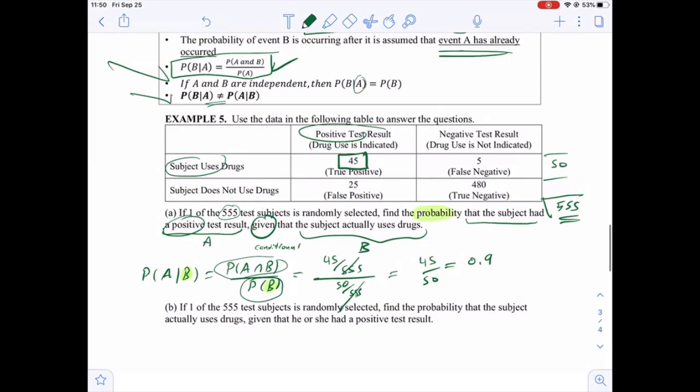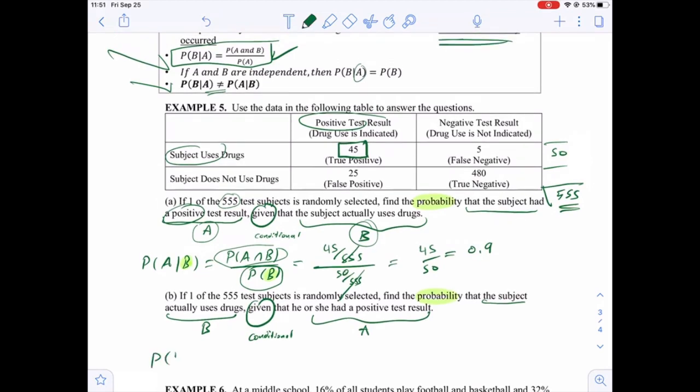Now, part B: if one subject is selected from those 555 subjects, we want to find the probability that the subject actually uses drugs, which we called B in the previous example, given that he or she had a positive test result. This is A, event A. Now we want to find this probability of B given A. That's applying the formula: probability of B and A over probability of A.